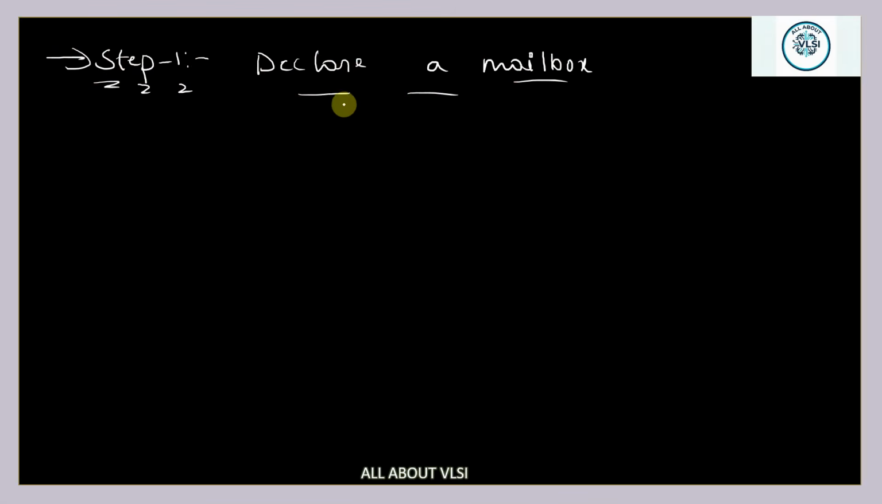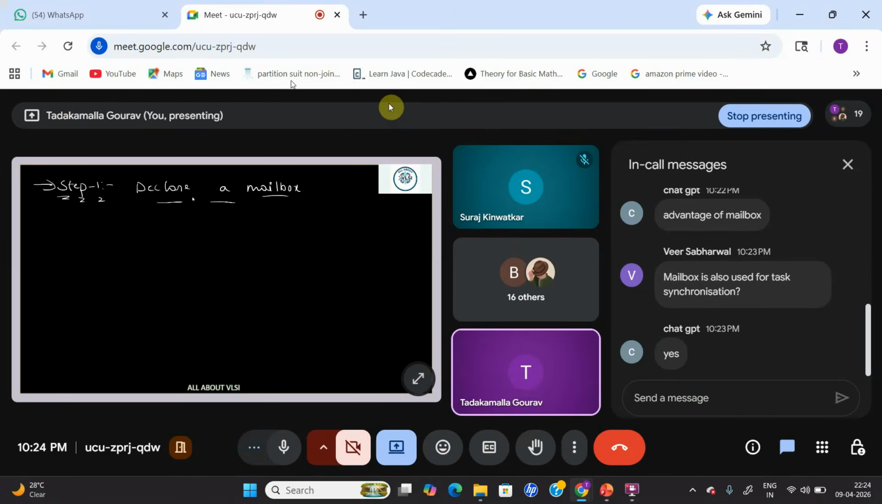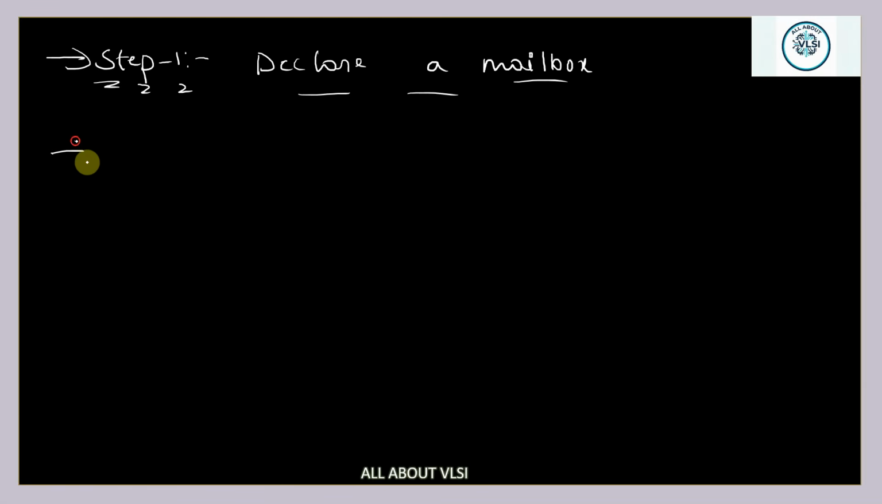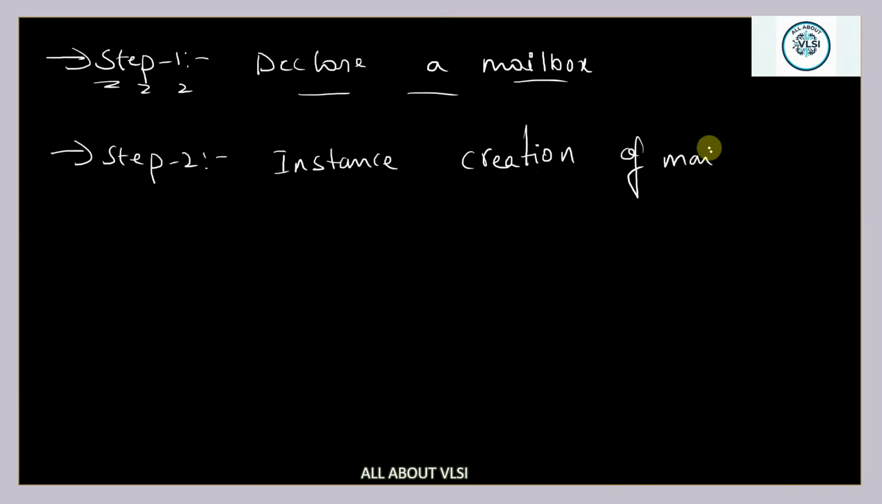For using your mailbox, you have different steps. Step number one is, first of all, you need to declare your mailbox, of which particular data type you want to share with your mailbox. That particular declaration should be done. The next step, step number two, is instance creation of the mailbox.